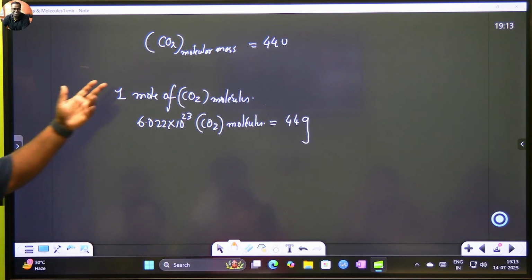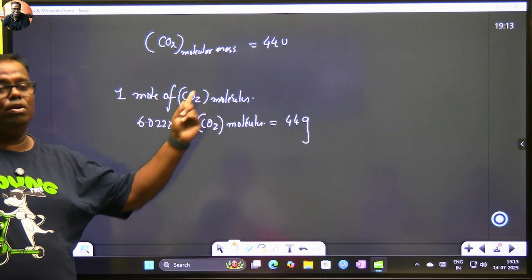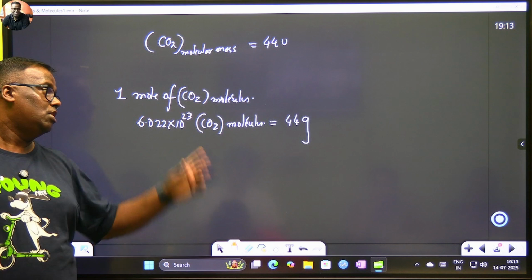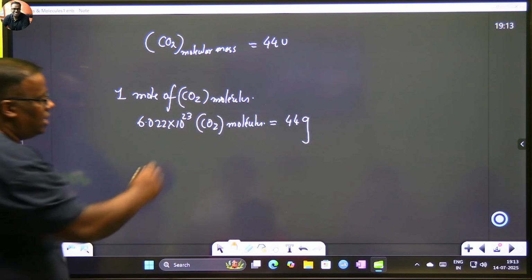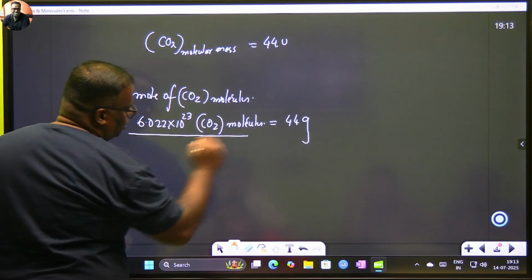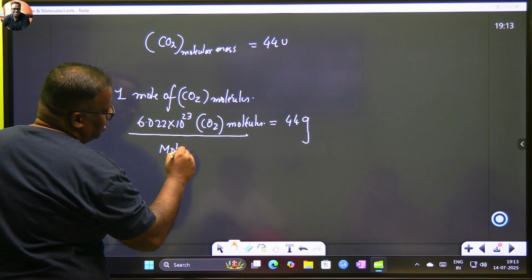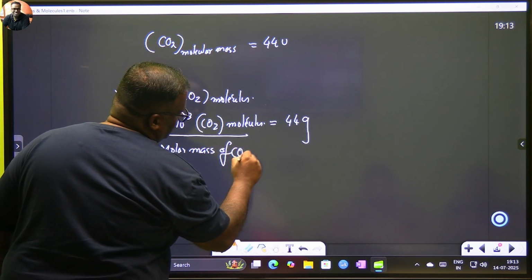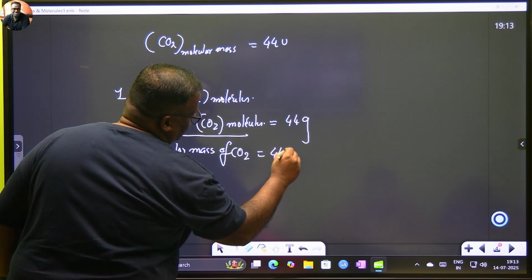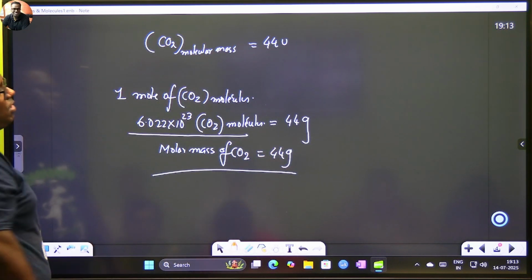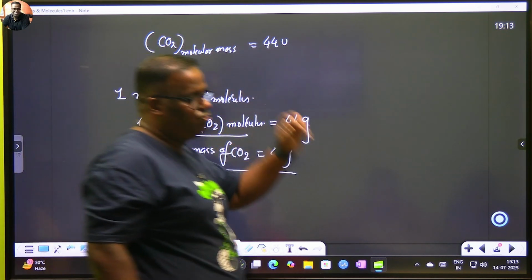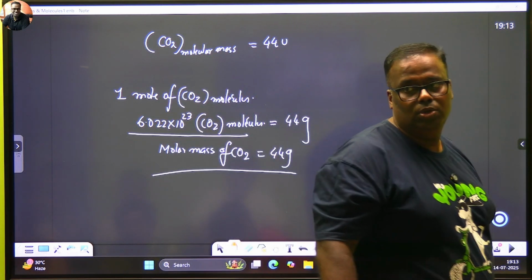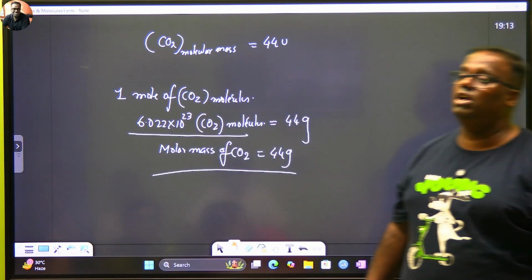Just like in oxygen, we used to say 1 mole of oxygen will give you 16 grams. In such a case, we call this molar mass. If somebody asks what is the molar mass of CO2? 44 grams. What is the molecular mass of CO2? 44 U. Molar mass means 1 mole ka vajan kitna hai.